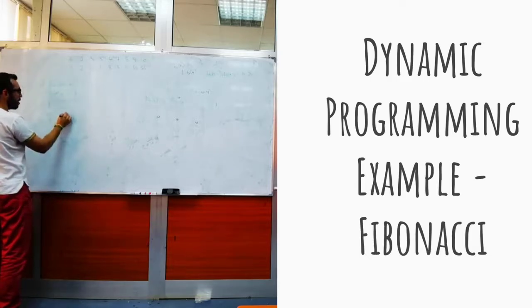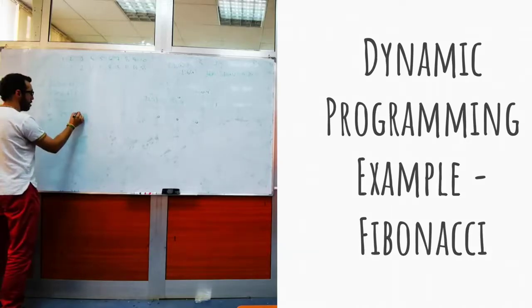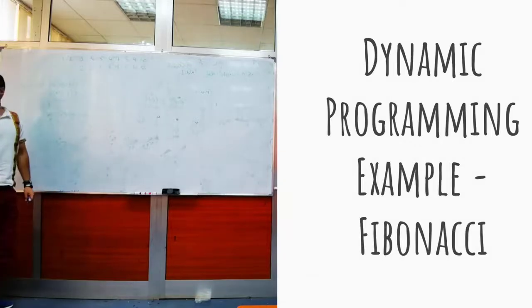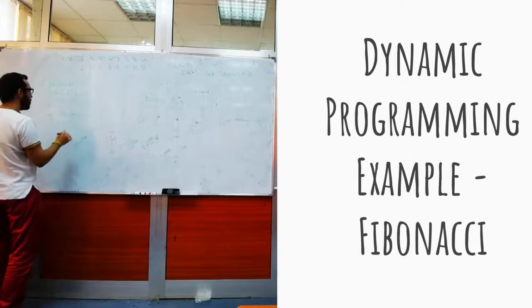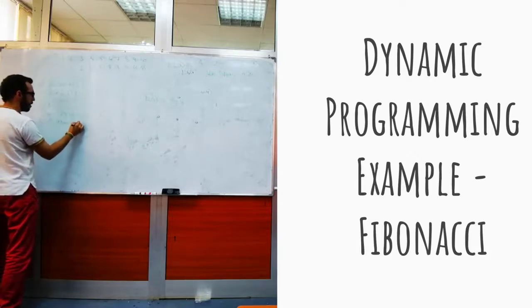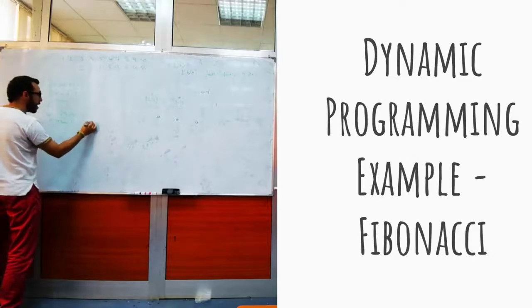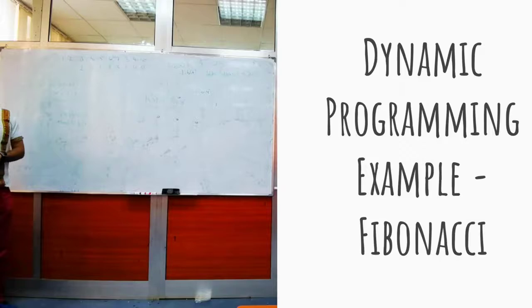fib, and let's say we put it into a fib array. If fib n is greater than 0, let's say initially it has 0 values, then what we are going to do is return fib n. No need to calculate the solution for this subproblem again. It had already been solved, and the result was already saved in the fib array. So I can just return it from there directly.